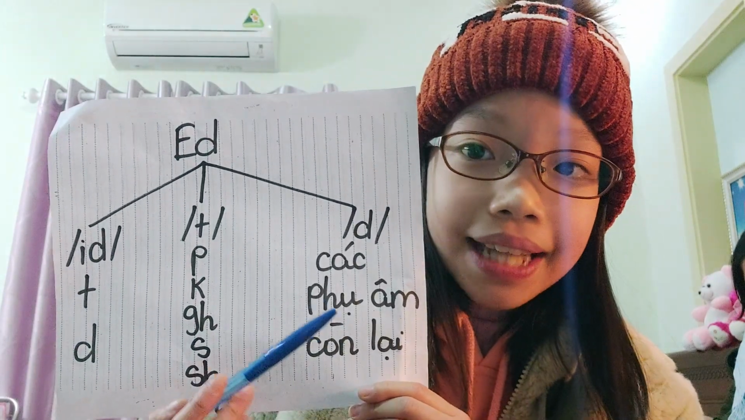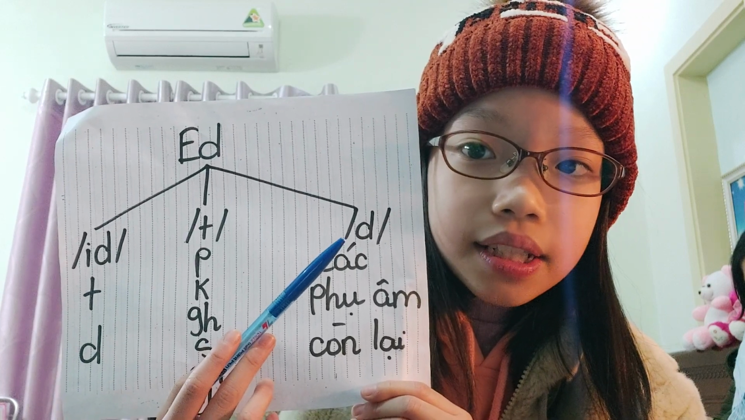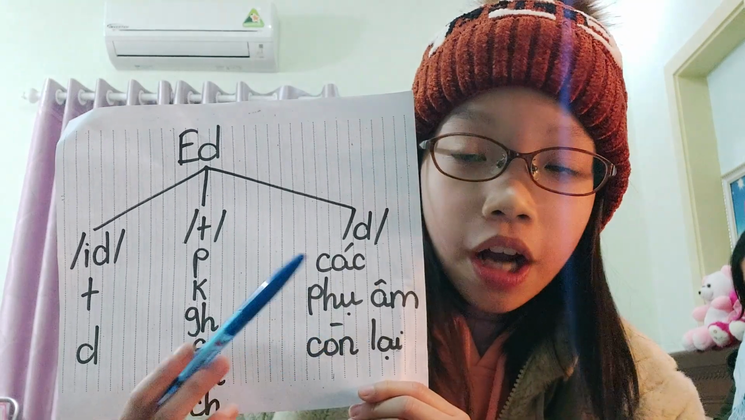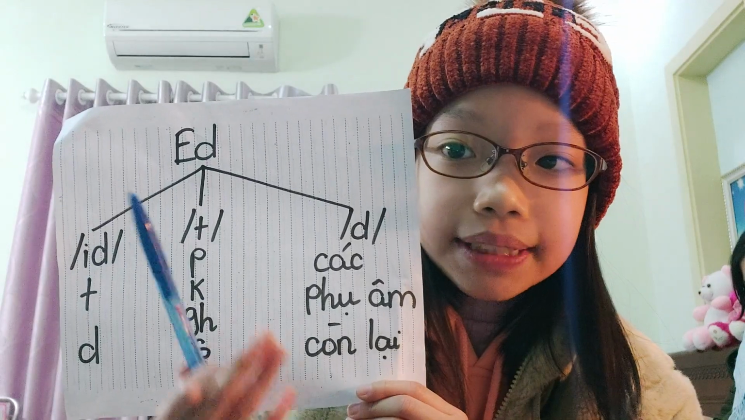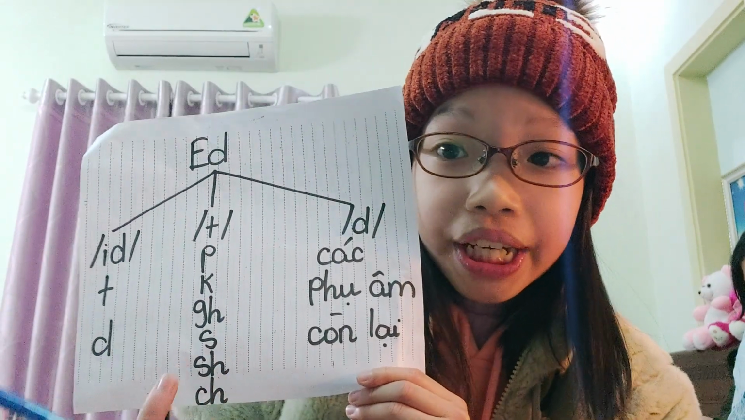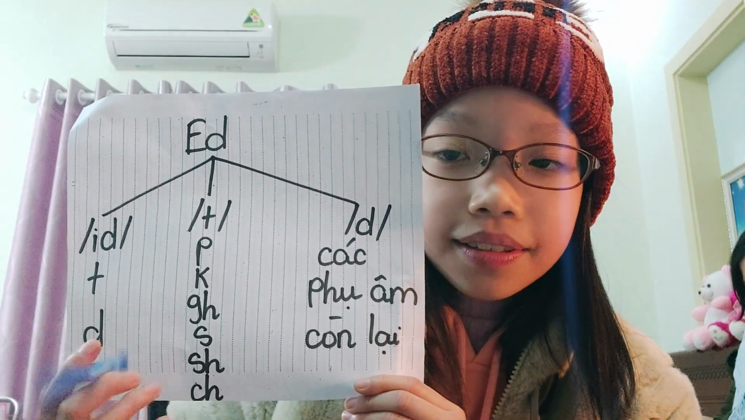And the last type, type number 3, is d. That means all the other consonants beside these ones. It could be N, L, or G. Anything beside these consonants. D. Now, let's take a look at some examples and we'll practice together.